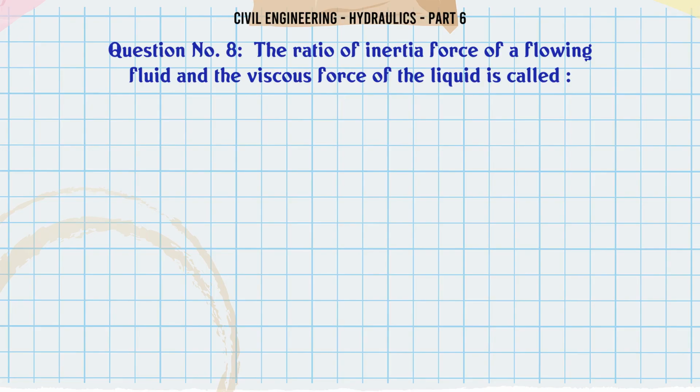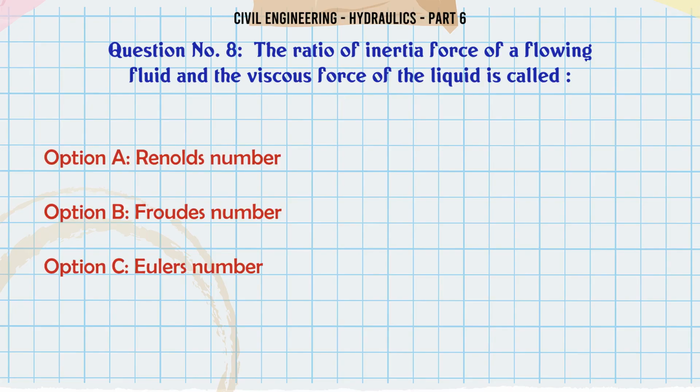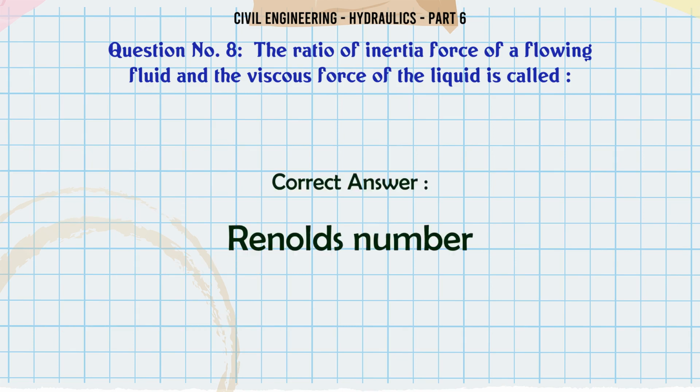The ratio of inertia force of a flowing fluid and the viscous force of the liquid is called: A. Reynolds number, B. Froude's number, C. Euler's number, D. Weber's number. The correct answer is Reynolds number.